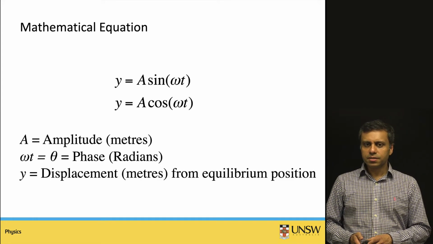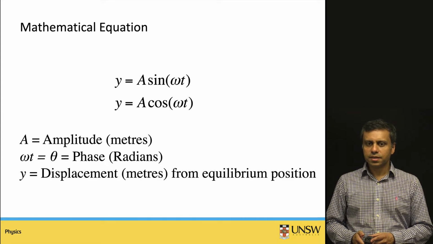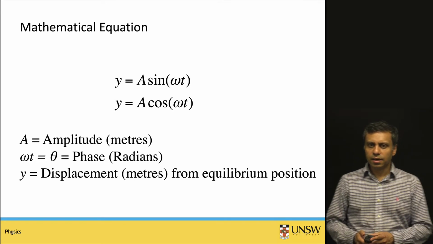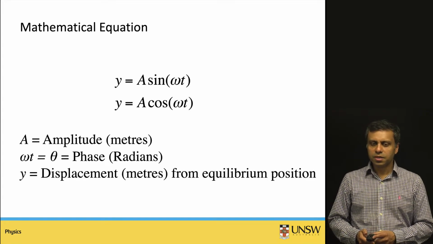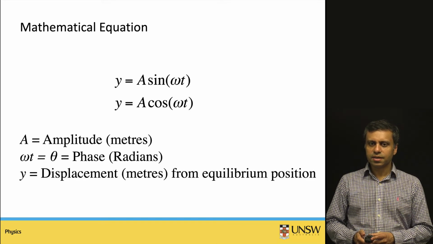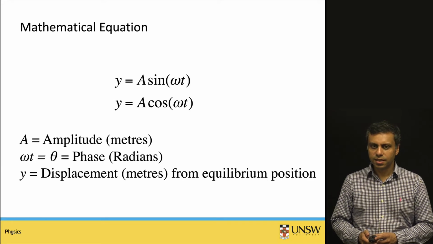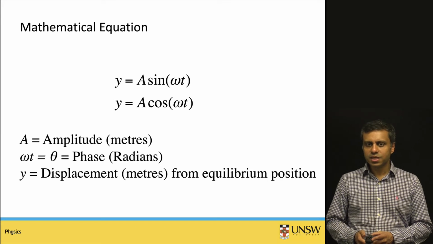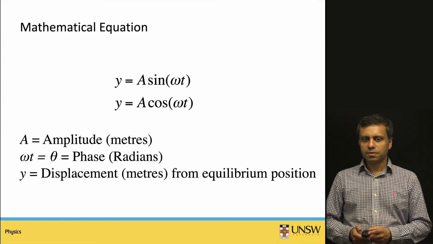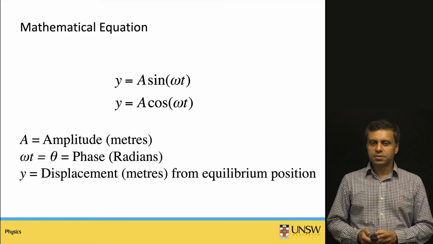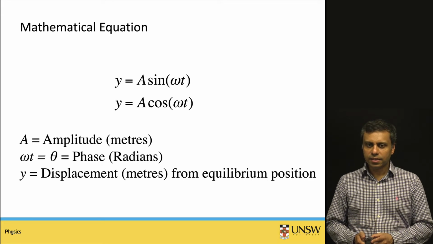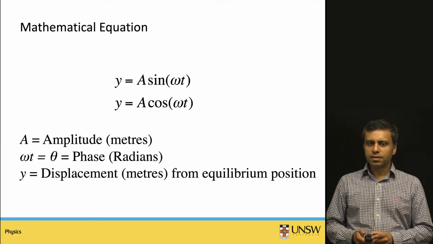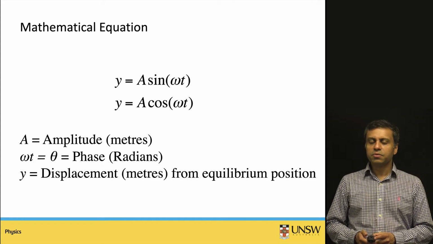Mathematical expressions are frequently used to represent waves, such as sine waves or cosine waves. Over here we show two expressions of waves. y equals A sine omega t in the first case, and y equals A cosine omega t in the second case. Here A represents the amplitude of the waves. If y is a displacement, amplitude could be in meters, for example. Omega t is equal to theta. Theta is the phase again, and this is given in radians usually. And y is the displacement in meters in this case from equilibrium position.